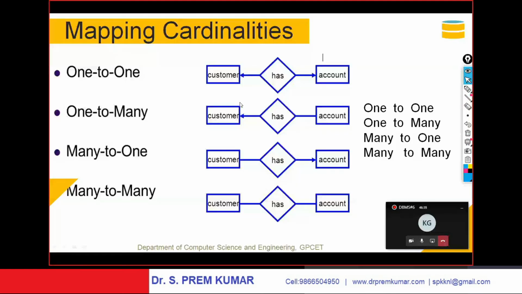Now the topic is mapping cardinalities. How one entity is related to another entity. The type of relation it maintains is depicted by cardinality, that is called mapping cardinalities. In mapping cardinalities, you are having one-to-one. For example, you are having a customer and account.